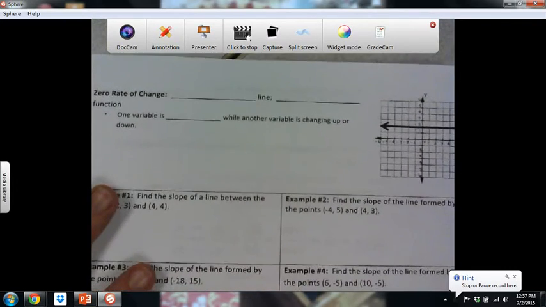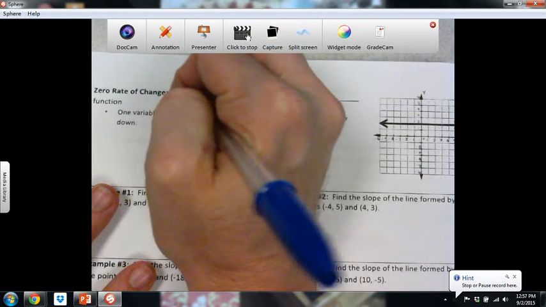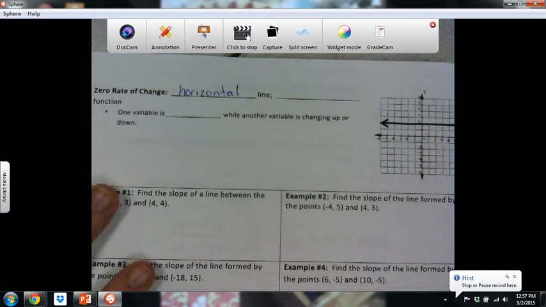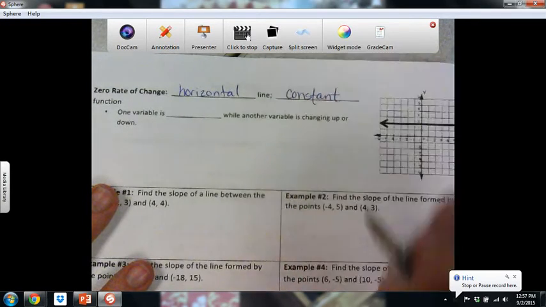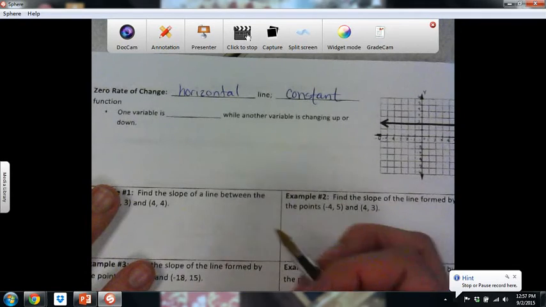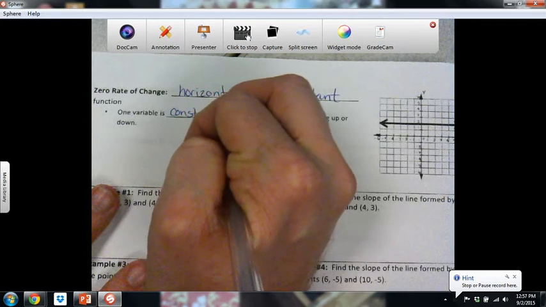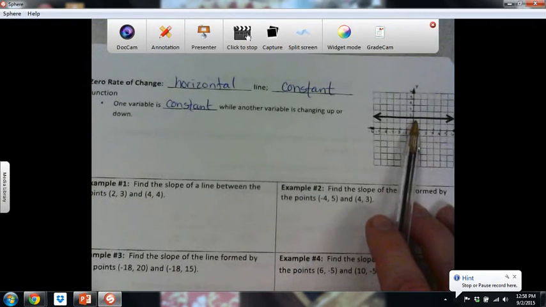On the back here, we've also got this idea of zero rate of change. A zero rate of change is a horizontal line. Okay? And this is also known as a constant function. One variable is constant while the other one goes up and down. Right? So no matter what happens, over time, we are always here at 2 in this example.